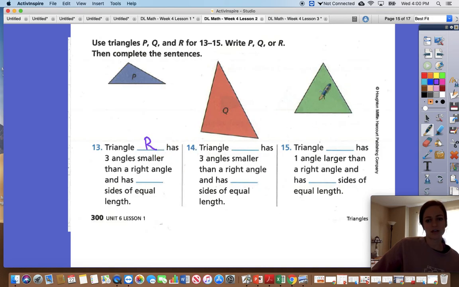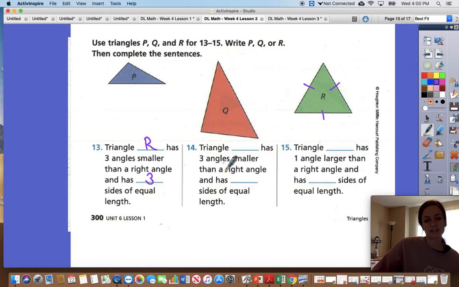Triangle R has 3 angles that are smaller than a right angle and has blank sides of equal length. Well, how many of these sides are the same length? All 3, right? 1, 2, 3. This is our equilateral triangle. All of the sides are the same length. So I'm going to put 3.